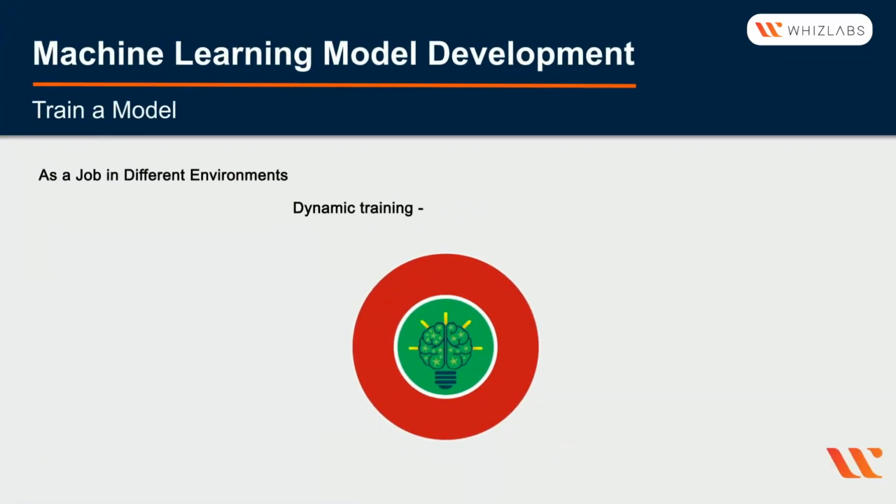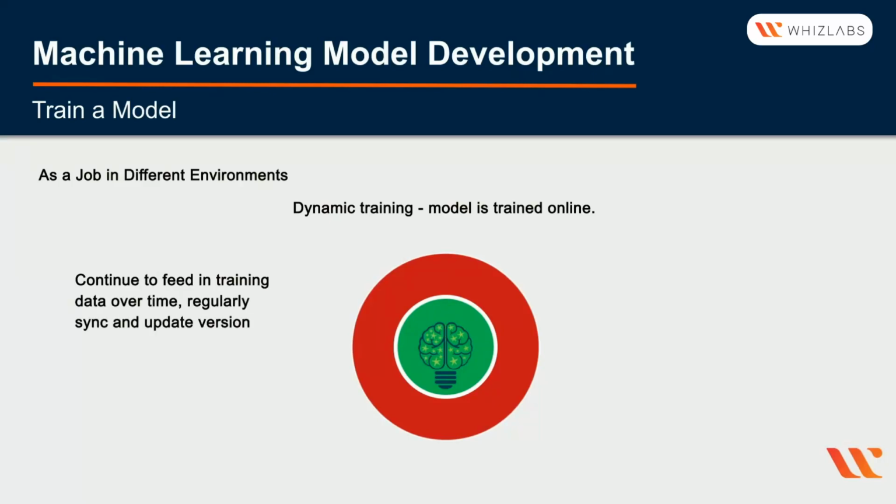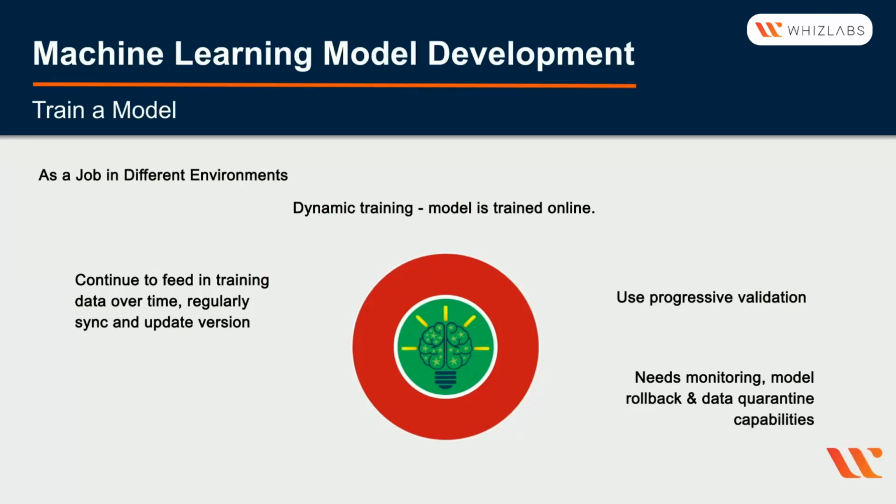Dynamic training. In this training type, the model is trained online. That is, data is continually entering into the system and we are incorporating that data into the model through continuous updates. Continue to feed in training data over time. Regularly sync and update the version. Use progressive validation; it needs monitoring, model rollback, and data quarantine capabilities. It will adapt to changes, and staleness issues will be avoided.